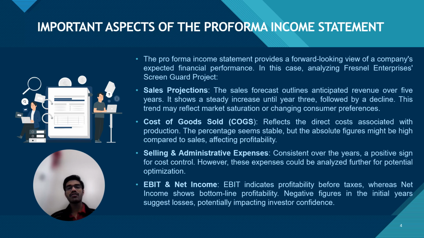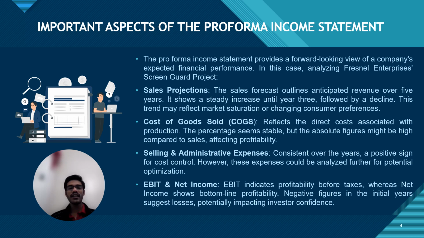Next, coming to the cost of goods sold, COGS. It reflects the direct costs associated with the production. The percentage seems stable, but the absolute figures might be high compared to sales, affecting the profitability. Selling and administrative expense is consistent over the period of 5 years, a positive sign for cost control. However, these expenses could be analyzed further for potential optimization.